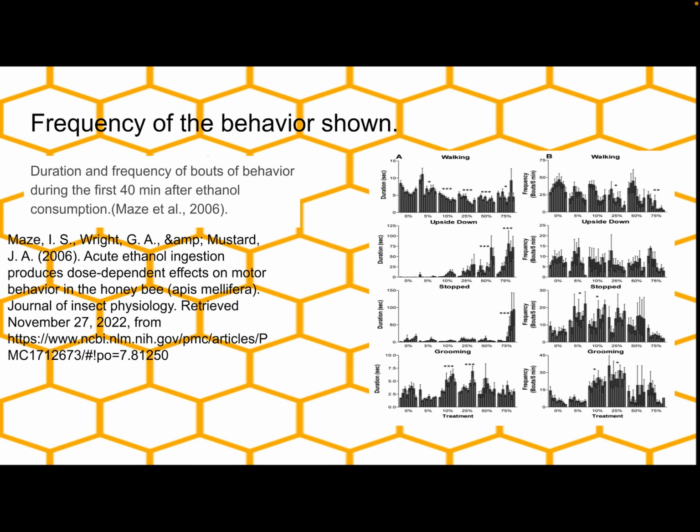Frequency of behavior shown: the frequency of bouts of behavior during the first 40 minutes after ethanol consumption. We can deduce that over a 5-minute interval, the mean frequency of bouts of walking, lying upside down, stopping, or grooming increased. For subjects given each ethanol treatment for each behavior, durations were compared with Dunnett's test, and frequencies were compared with a least squares contrast.